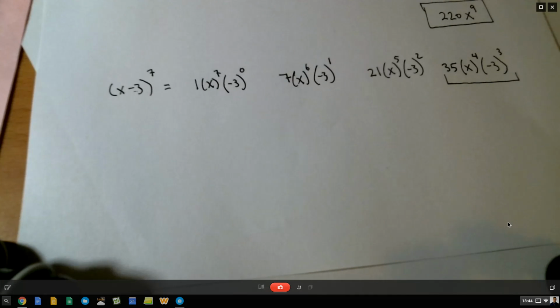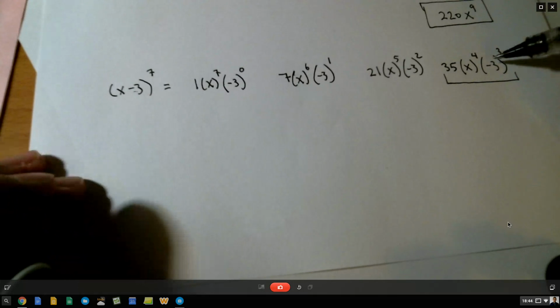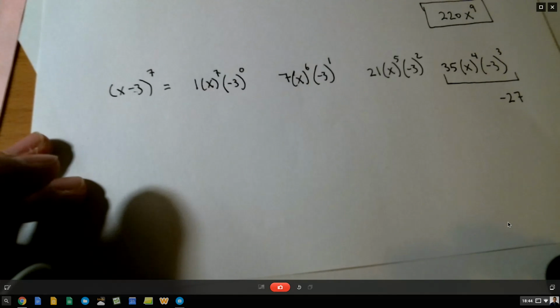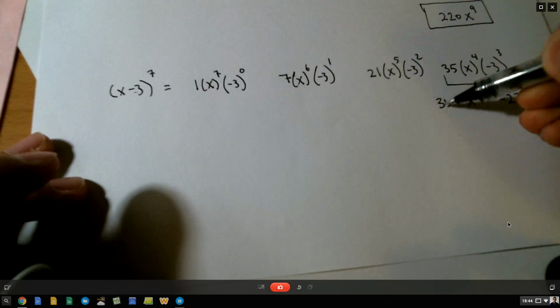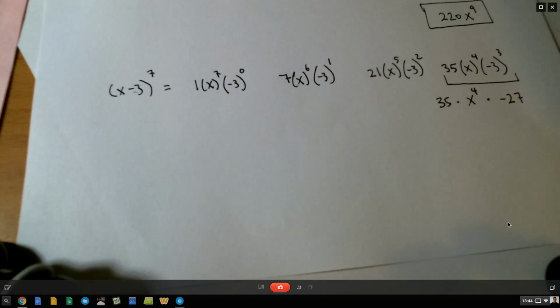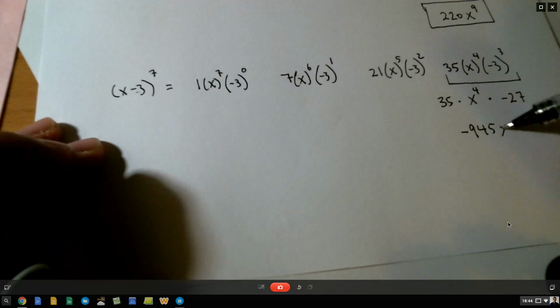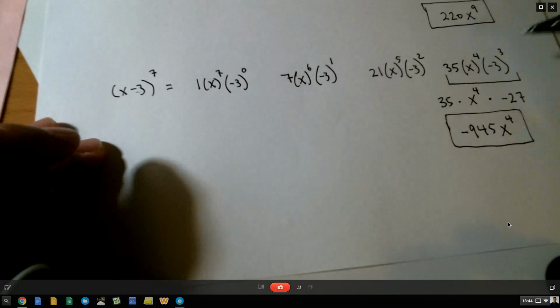So let's take a look. 35x to the 4th, and then parentheses, negative 3 cubed. What is negative 3 cubed? That is negative 27. Multiplied by x to the 4th, multiply that by 35. Okay, and what is negative 27 times 35? We get negative 945 x to the 4th. And that is our fourth term.